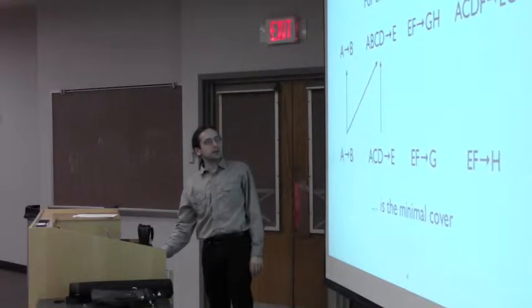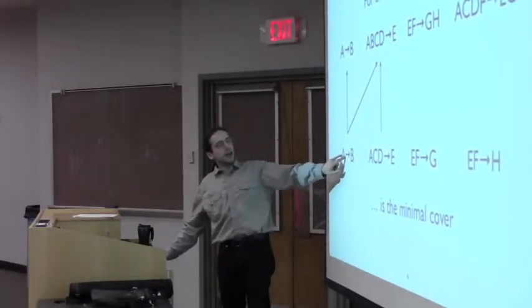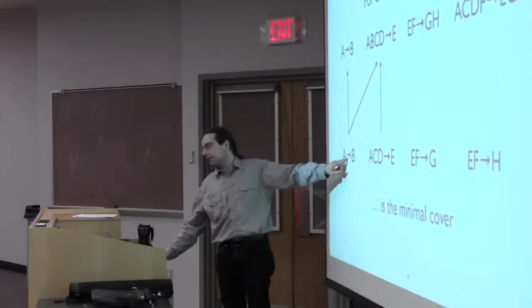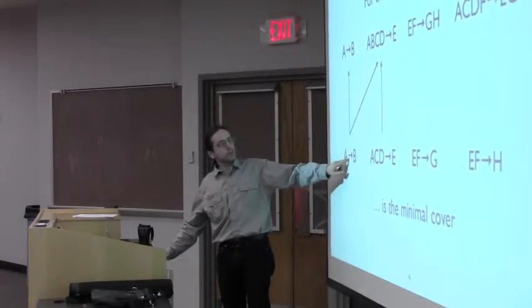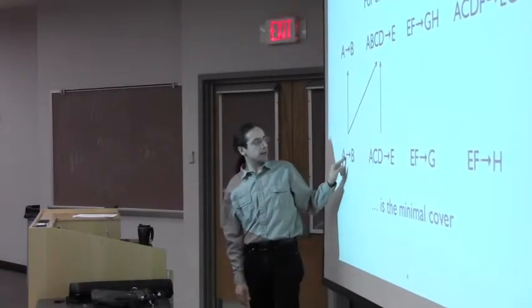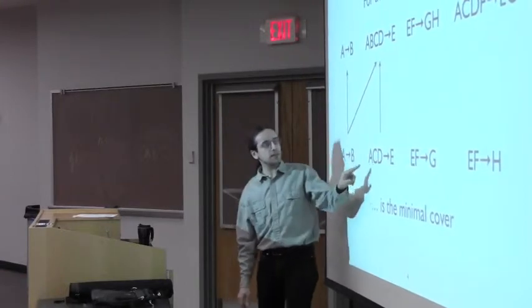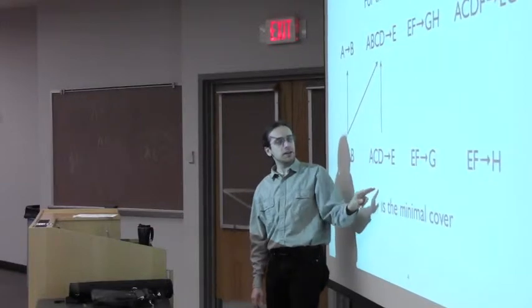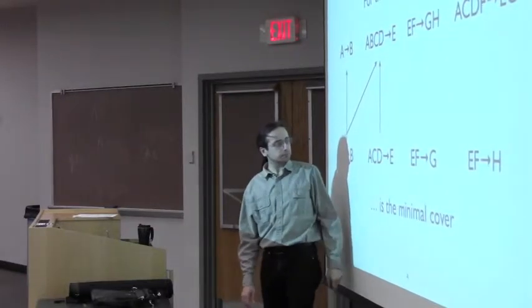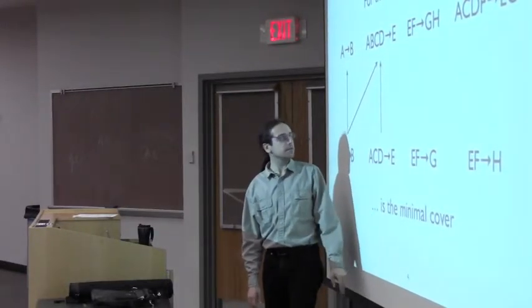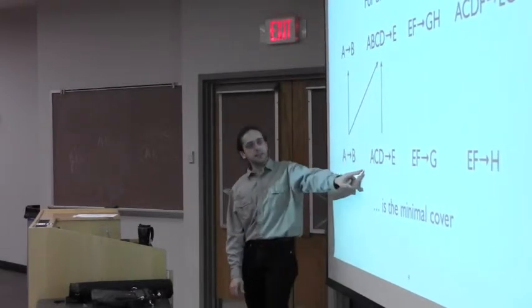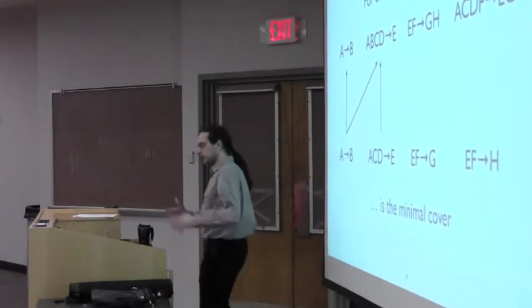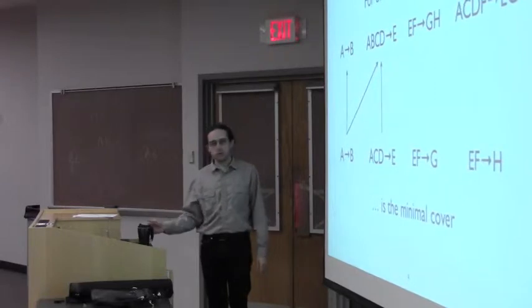Another way of looking at it is, add CD to here. That gives you A goes to ACDB. Add E here. Add B to both sides here. ACD goes to EB. ACDB goes to EB, and then you can get ABCD goes to EB and split that apart into ACD goes to E.